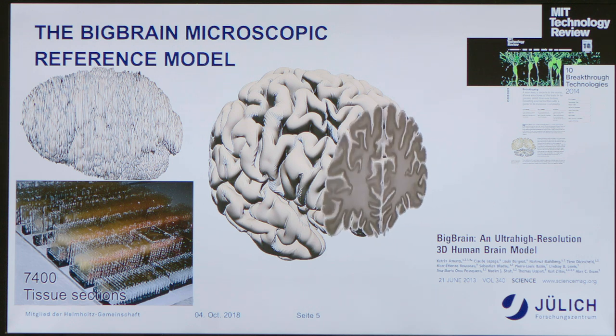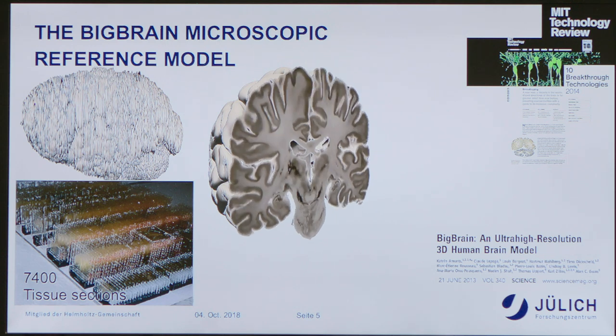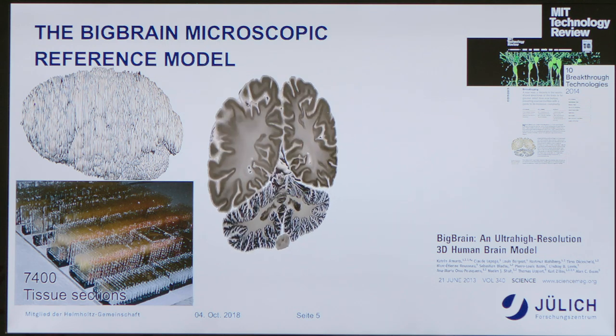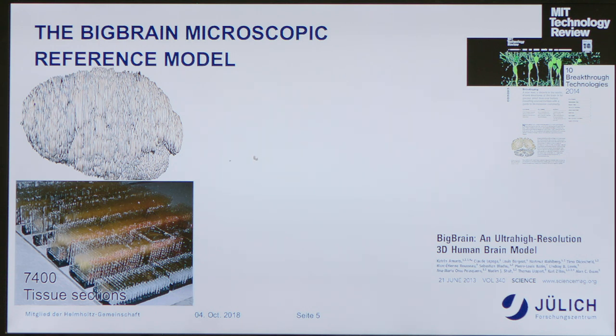The second human template that we provide is the so-called BigBrain. This is a very different thing. It's a single subject template. Here we have taken all the histological sections of one particular human brain, which is 7,400 sections, and reconstructed them back into a consistent 3D representation at a resolution of 20 micron, so at a very high resolution. This is a template space where you have only one brain, but you can really zoom into 20 micron resolution and see the different laminar layers in the brain.